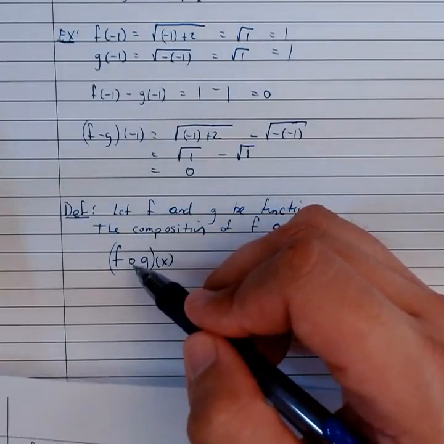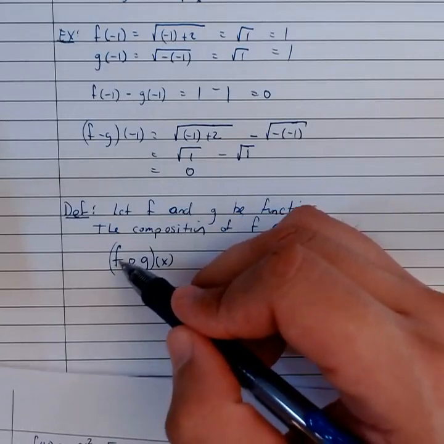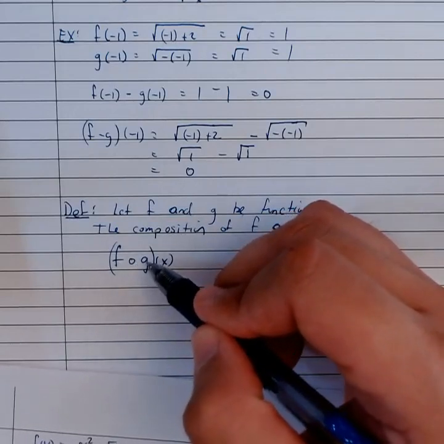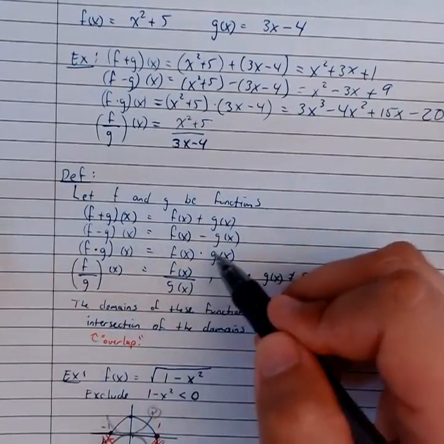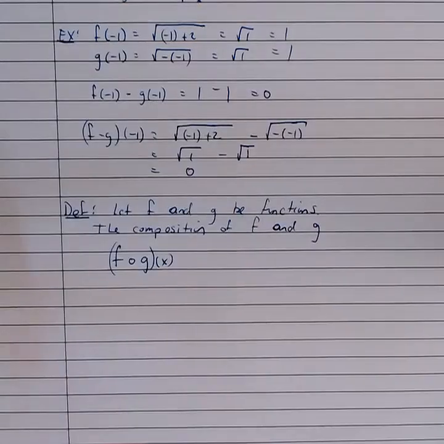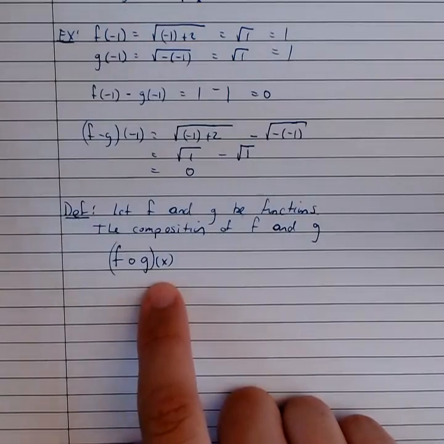They are similar, but they do not mean the same thing. F of g is a composition. F times g is multiplication. You say, okay, so they're different, but what is this one? I mean, I know what multiplication is.